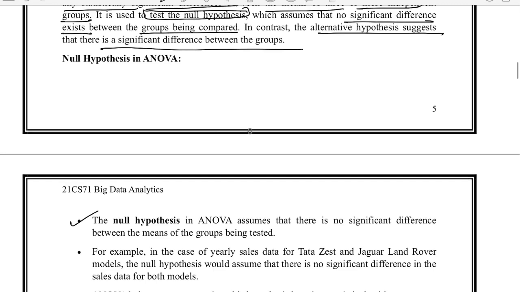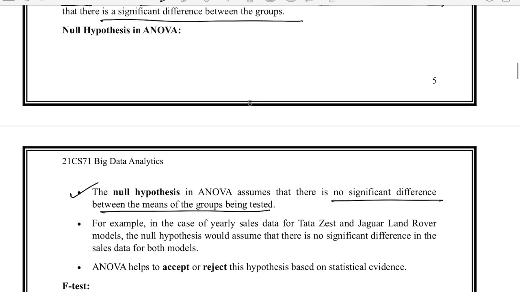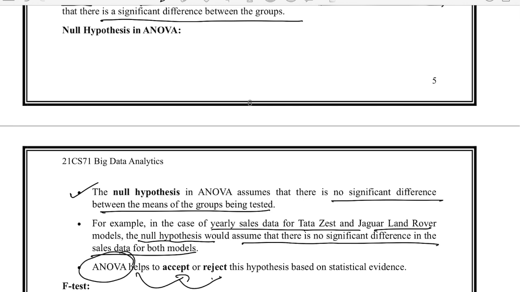Next is the null hypothesis. The null hypothesis assumes that there is no significant difference between the means of the groups being tested. For example, in case of yearly sales for Tata Zest and Jaguar Land Rover models, the null hypothesis would assume that there is no significant difference in the sales of both the models. And also ANOVA helps me to accept or reject the hypothesis based upon the statistical evidence.